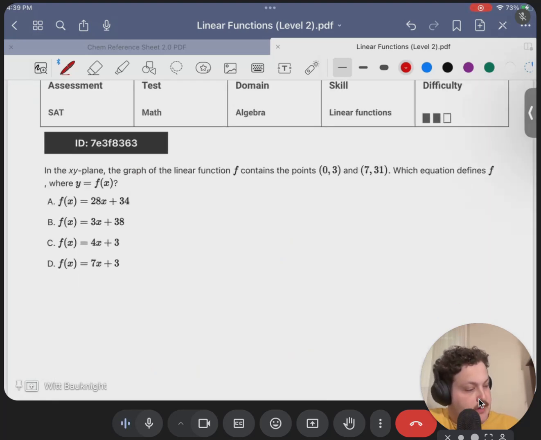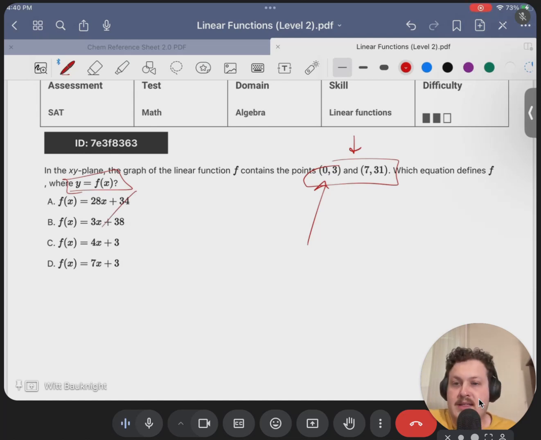In the xy plane, the graph of a linear function contains these 2 points. Which equation defines the function? All right. 2 points gives us a slope, and one of the points, specifically the y-intercept, is very helpful for y equals mx plus b. So I immediately know it's going to be C or D. The question is, what is the slope? In a run of 7, we go up 28, so we have a slope of 4. So the answer is C.